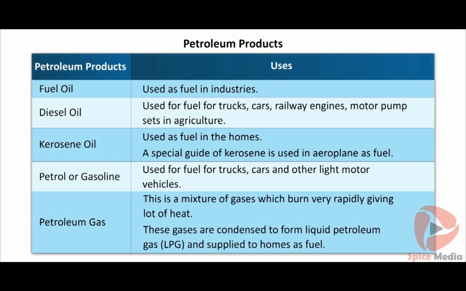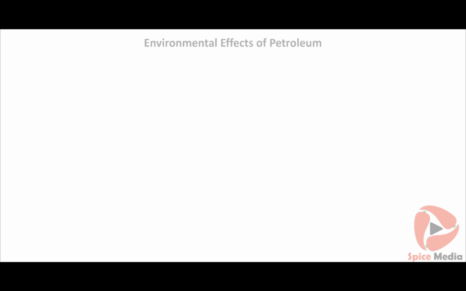Petrochemicals are the useful substances obtained from petroleum and natural gas. These substances are used in the manufacture of detergents, fibers, and polythene. Look at the table showing the uses of petroleum products formed during the fractional distillation of petroleum.